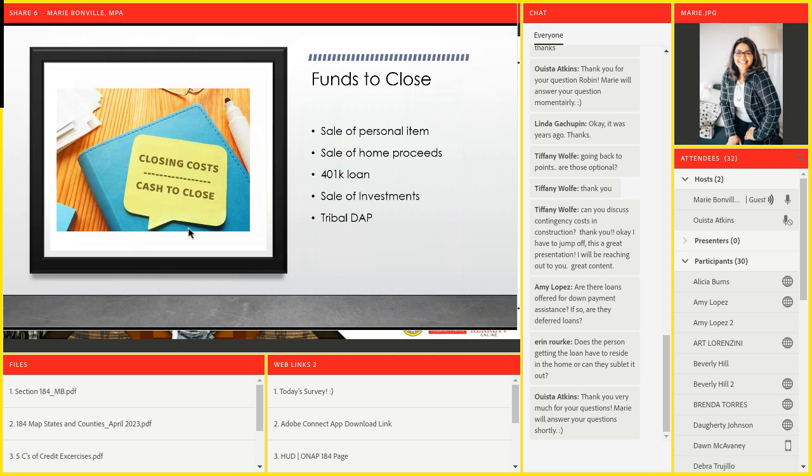And every down payment assistance program is different. Some people will say it can be used for everything, down payment, closing costs. Some people will say it can only be used for closing costs. It really does depend on the provider.